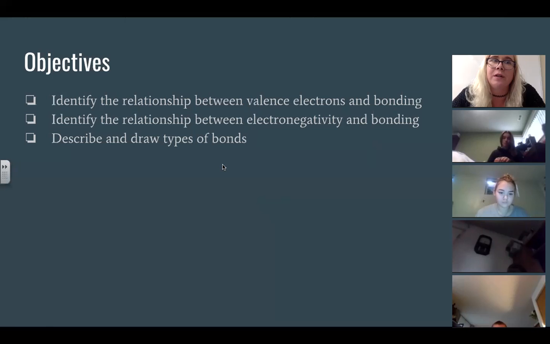Today, we're going to identify the relationship between valence electrons and bonding. We're going to identify the relationship between electronegativity and bonding, and we're going to draw, we're not necessarily going to do that in this session, but that is something that you will be seeing and doing in some of the assignments for Module 3, I believe we're in now.